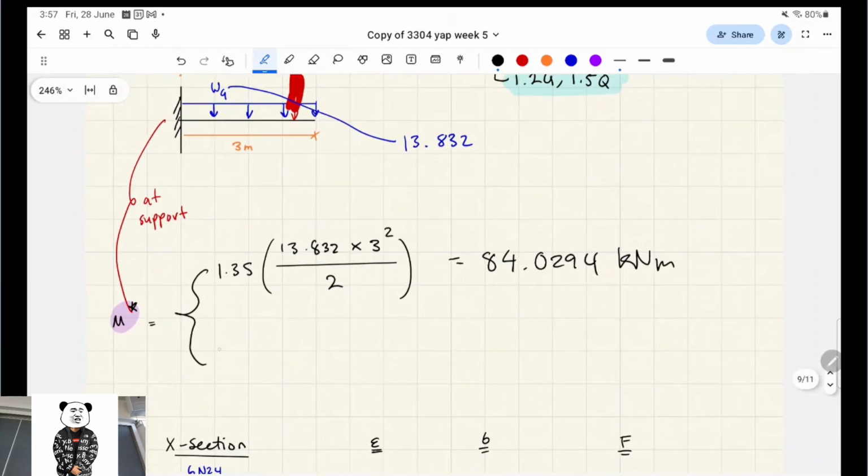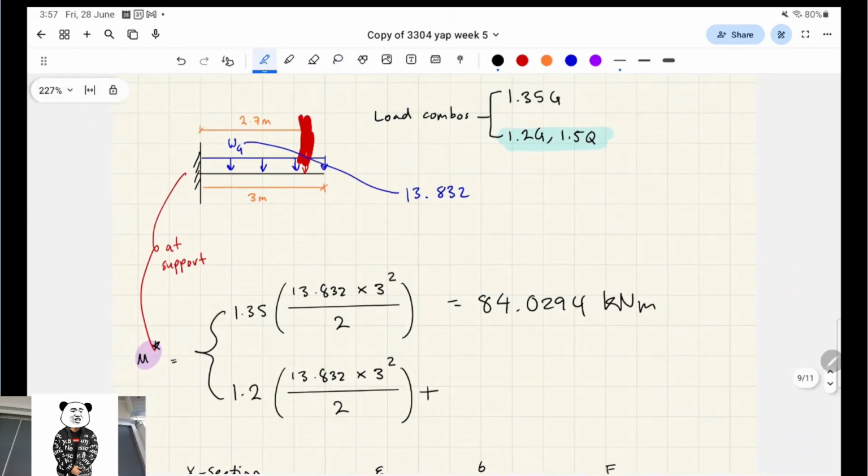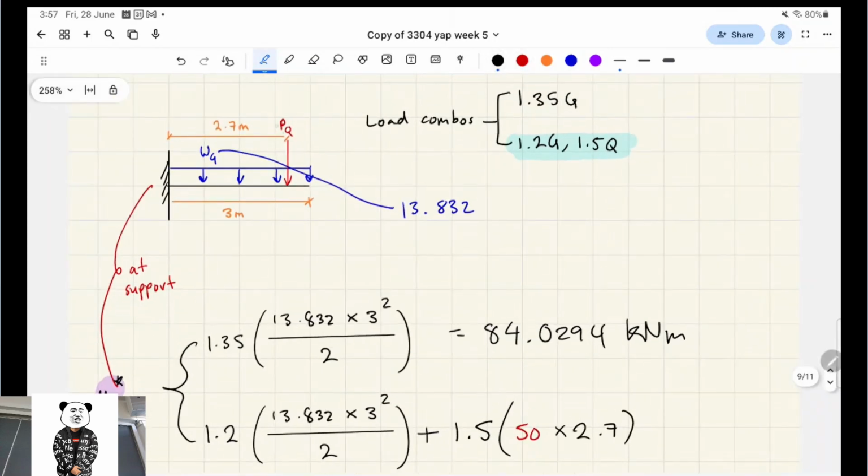The other case, we can do a very similar thing, but we multiply the dead load portion by 1.2. Now we have to add on the point load, because it's going to cause a bending moment in the same direction and further exacerbate this load. We multiply it by 1.5, but how do we get it for a point load? 2.7 times the point load, which is 50. Very good. So 50 times 2.7. It's 2.7 meters away from the wall.